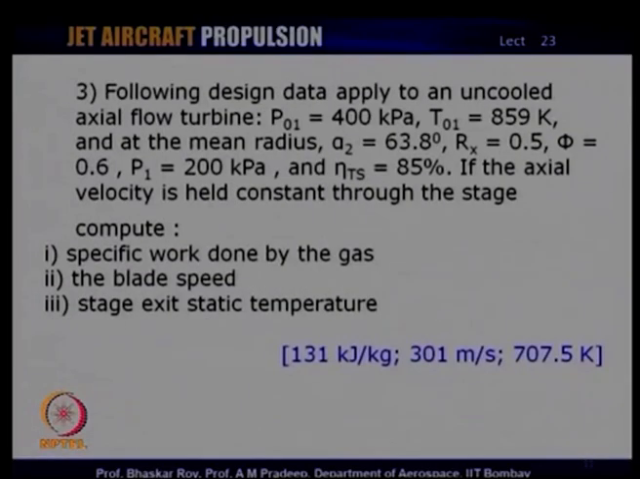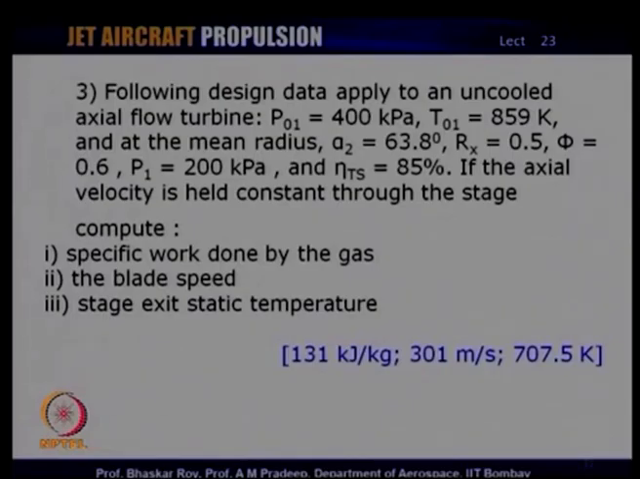Let us look at the third problem. This follows the design data applied to an uncooled axial flow turbine. You get P01 equal to 400 kilopascals, T01 equal to 859 K, and at mean radius alpha 2 equal to 63.8 degrees. The degree of reaction is 0.5 and phi, the flow coefficient, is 0.6. P1, the static pressure at the exit, is 200 kilopascals, and the total-to-static efficiency is prescribed in this problem as 85%.